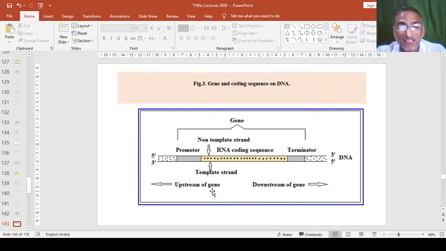During that, the left side is the upstream of the gene and this one is the downstream of the gene, because the new strand along with the template strand is formed from this direction, the 3' to 5' direction, and therefore this picture is giving the idea of the coding sequence on DNA.